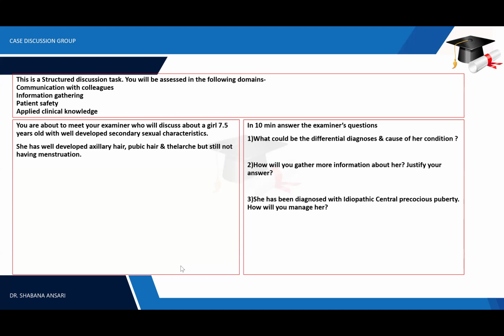To see the growth velocity, we usually go ahead with the X-ray of the wrist, mainly the left wrist X-ray. If it is increased, it means that she is having a central or peripheral precocious puberty.